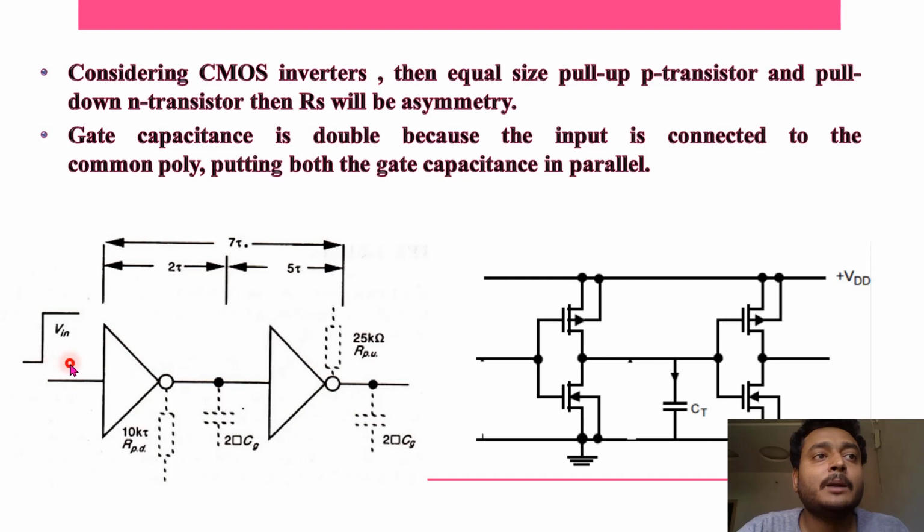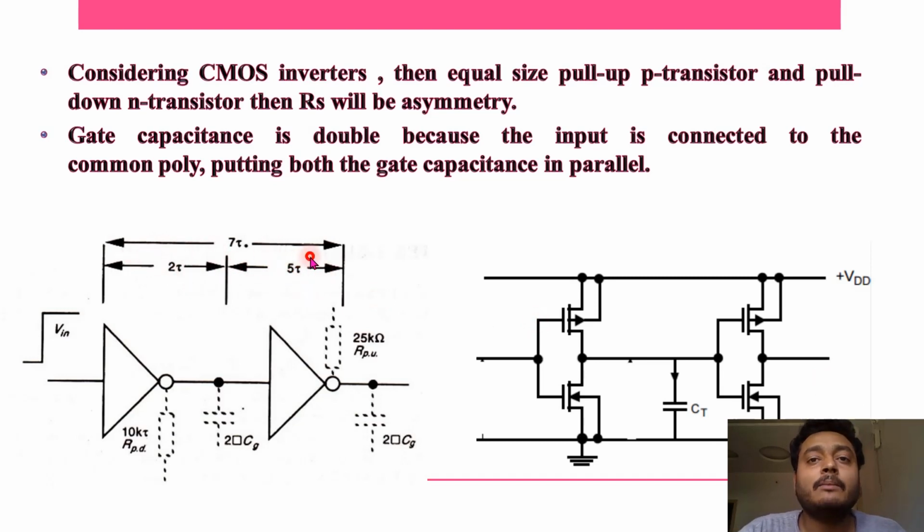Because if you give logic 0 here, you are going to get 1 here. That means 0 means this PMOS will be turned on. So here you are going to get 2.5 into 2 times CG, that is 5 tau. Once you get logic 1 here, this will turn on and this will turn off, so this will be 1 time RS into CG, you are going to get 2 tau. So this one will be 5 tau and this one will be 2 tau.